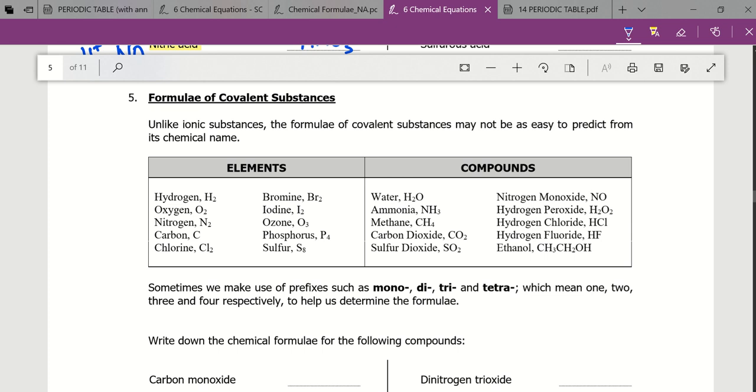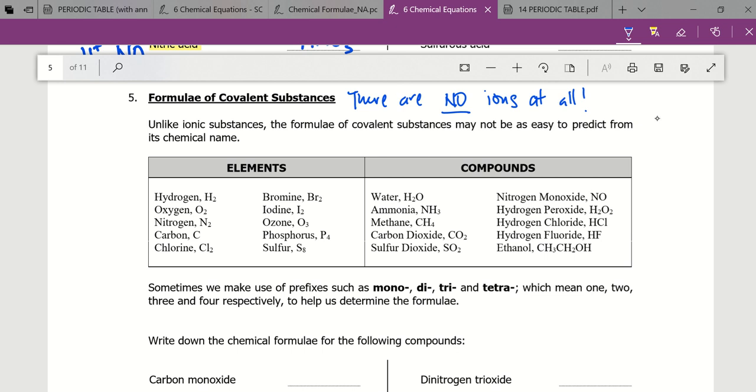So one of the main important things to note is that for covalent substances, there are no ions at all. There are no ions, no charges to crisscross whatsoever. So then how can we come up with the formula of the covalent substances? For covalent substances, there are basically two ways to be able to come up with a formula.